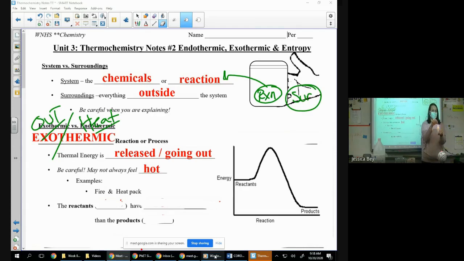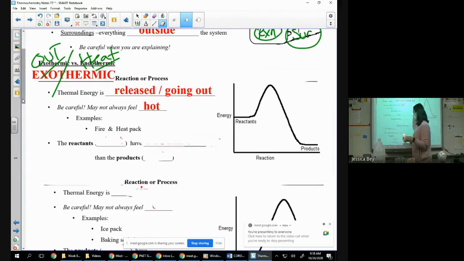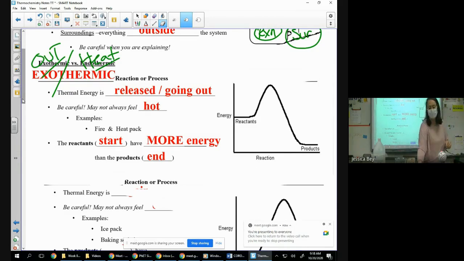So the system, which is the candle, is releasing energy, and you can feel it. This is an exothermic reaction. It's releasing heat energy. So when you look at this on a graph, the reactants, remember, are the things you start with. The reactants have more energy than the products, which is what you end with. The reactants, and here's your graph over here.